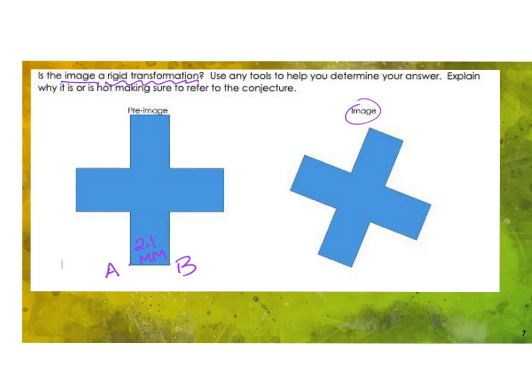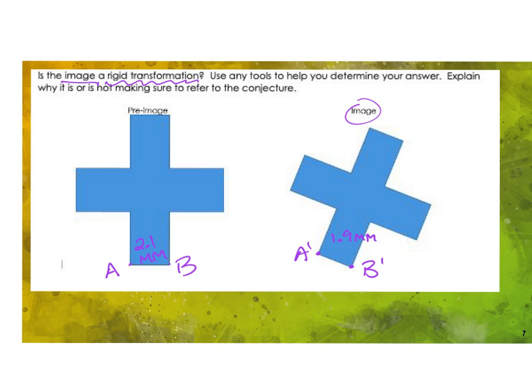I'm not using inches because these are such small shapes and none of them would even be an inch, and I don't want to have to try to figure out the distance in between inches. It's a lot easier with the millimeters. For the second shape, I'm going to call this A prime, B prime, and it is only 1.9 millimeters.